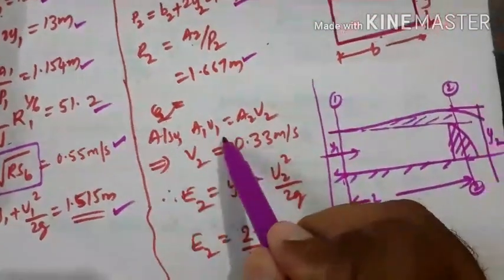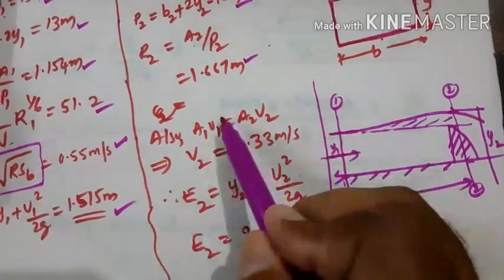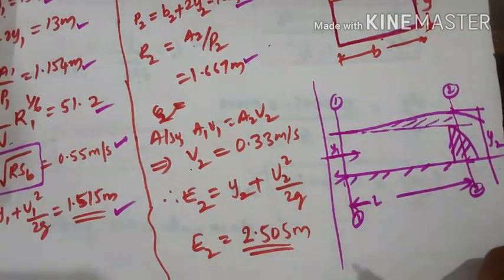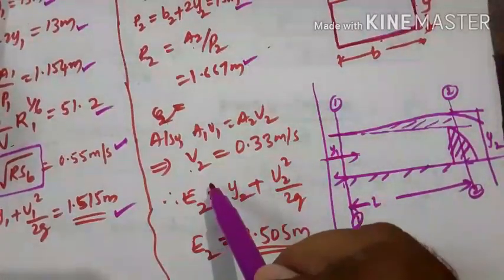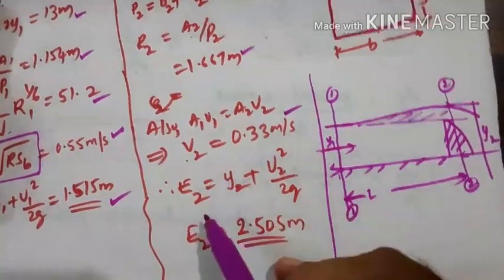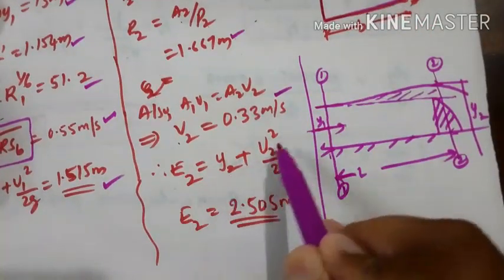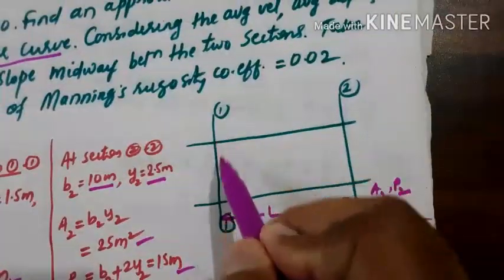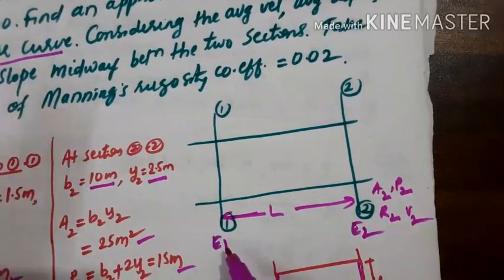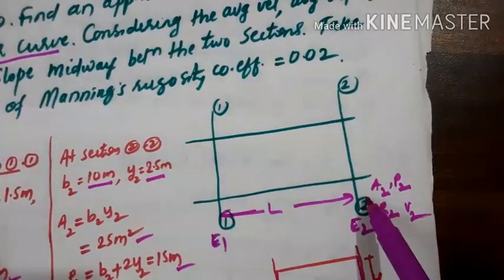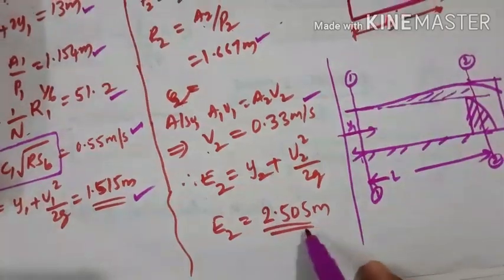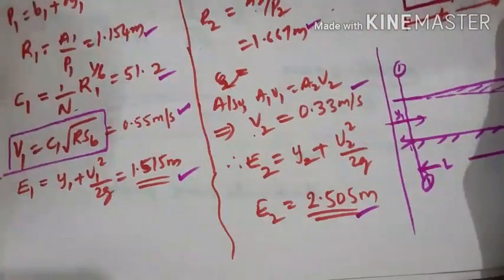Then we know that a1 v1 equal to a2 v2. Since we know v1 and a1 both, v2 can be easily calculated, or you can calculate by using the Chezy's formula. Then v2 will be 0.33 meter per second. Then correspondingly you calculate the energy at 2, e2 equal to y2 plus v2 square by 2g. Here the energy will be e1, y1 plus v1 square by 2g, and here the energy will be e2, y2 plus v2 square by 2g. Okay, I hope you understood this one.